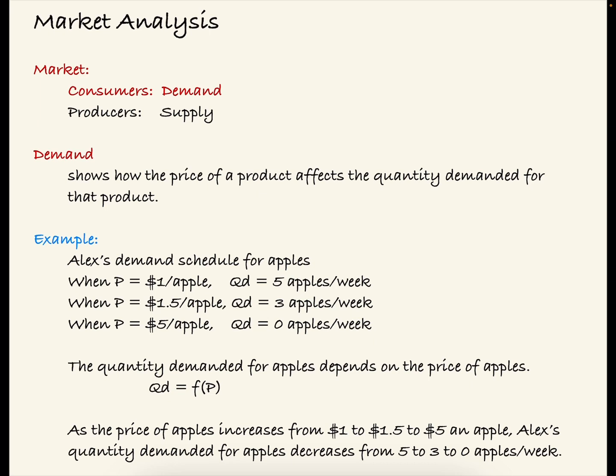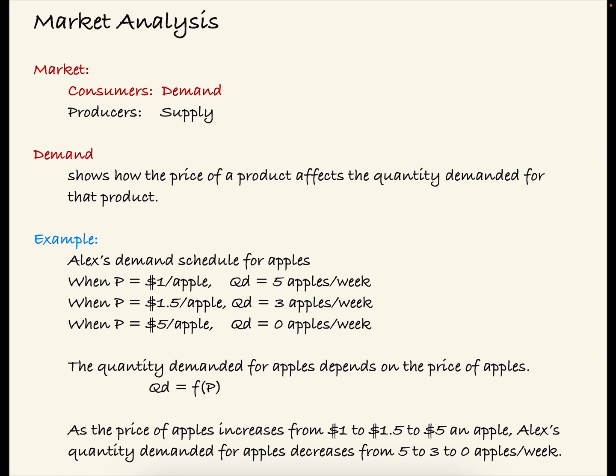When the price is $1 per apple, Alex's quantity demanded is 5 apples per week. When the price is $1.5 per apple, Alex's quantity demanded is 3 apples per week. And when the price is $5 per apple, Alex's quantity demanded is 0 apples per week.